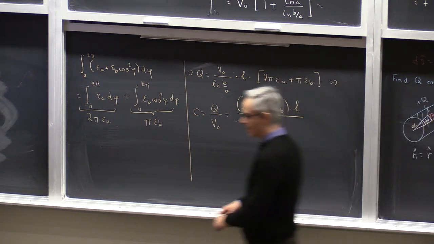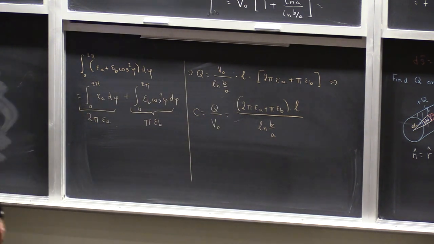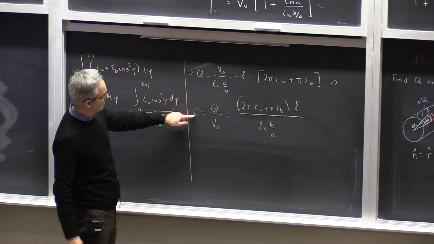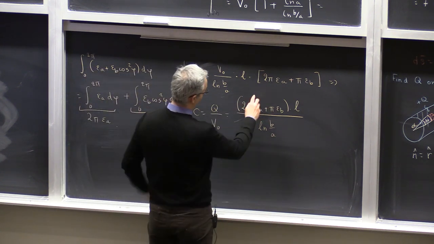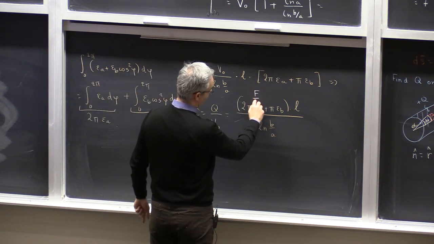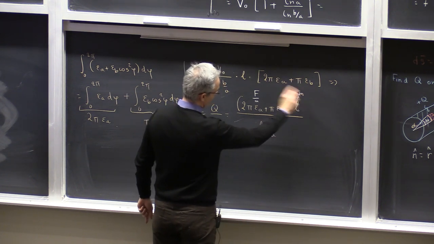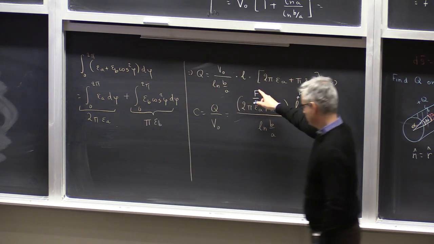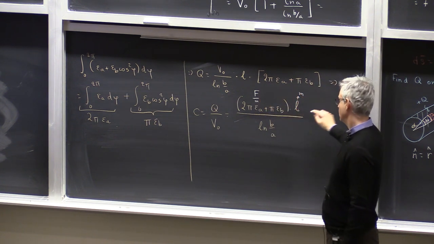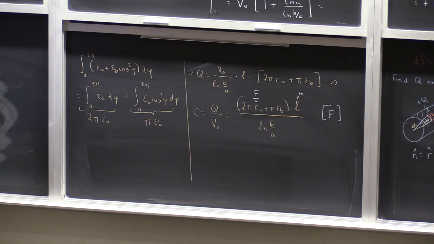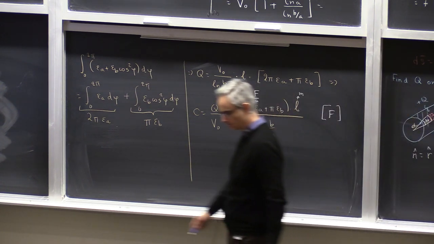One last check here, dimensional check, will be that epsilon is permittivity, it's given in farads per meter. L is length, is given in meters. Farad per meter times meter, the dimensions check out. So it is farad. So indeed I have found a capacitance.